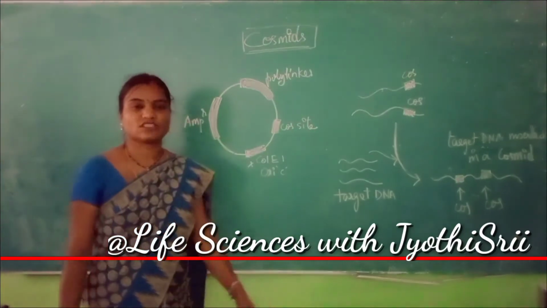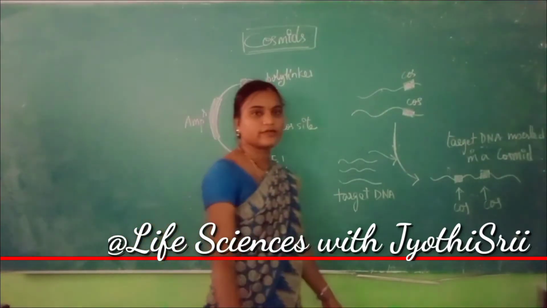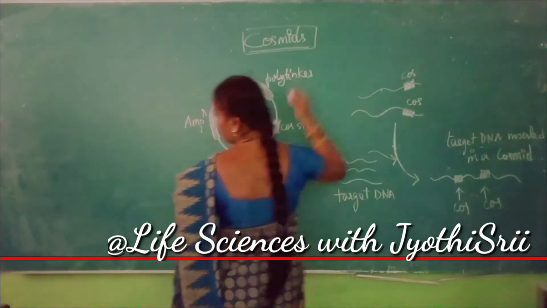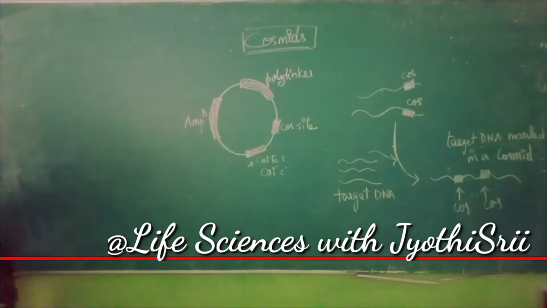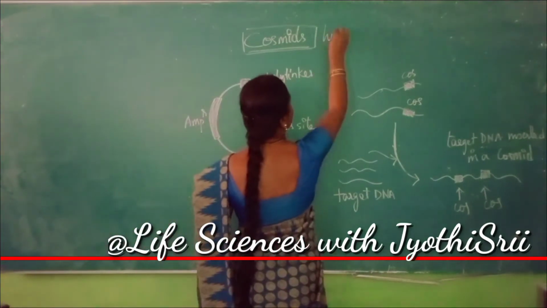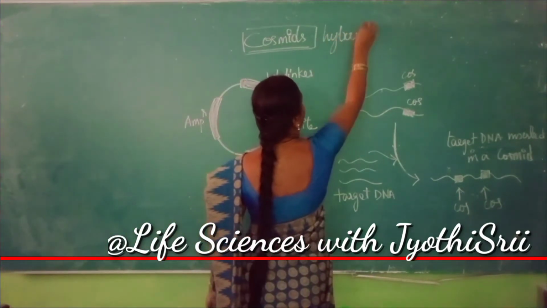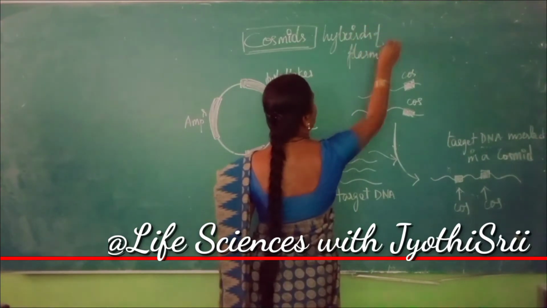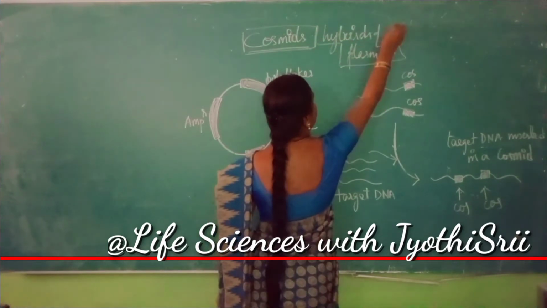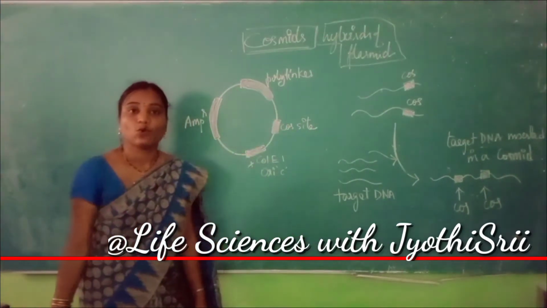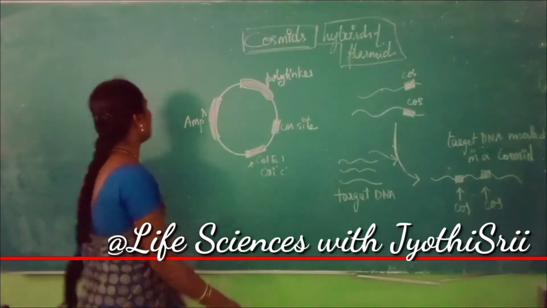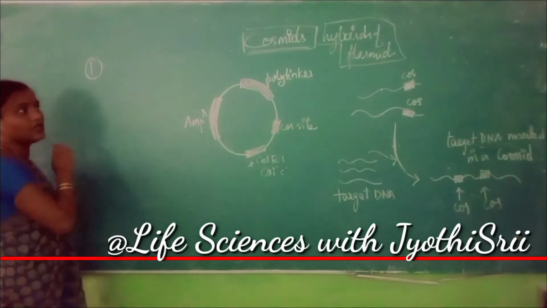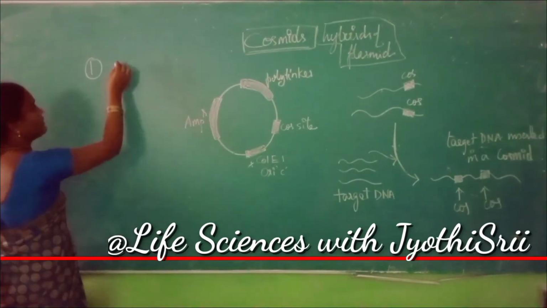So what are cosmids? Cosmids are nothing but hybrids of plasmids. Simply, cosmids are hybrids of a plasmid with a cos site. So the first criterion for a cosmid is that it is a hybrid of a plasmid with a cos site.